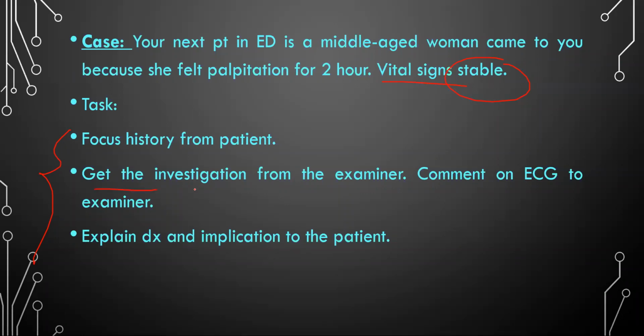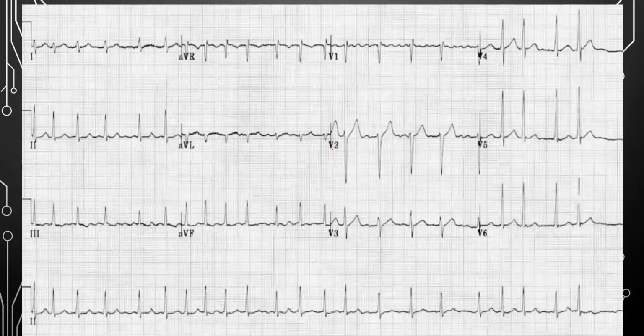And then if the task is to get investigation from the examiner, don't say that I'm going to get investigation from the examiner now. Say which investigation you want to do. Say, dear examiner, can I please get the ECG for my patient? That becomes better. And then the examiner gives you the ECG, and you explain the ECG to the examiner. When you explain the ECG, you follow the format.